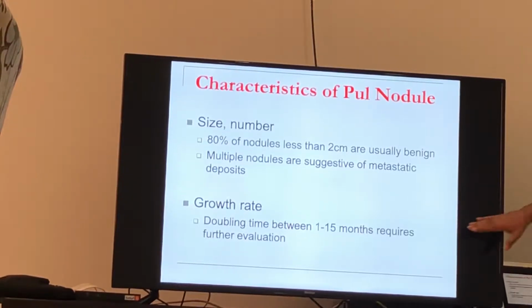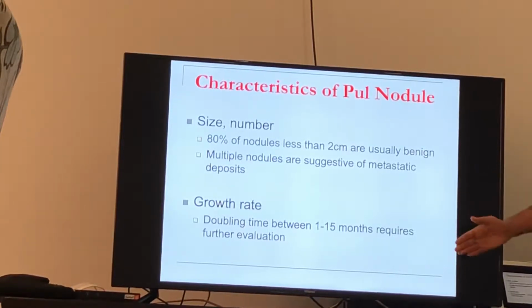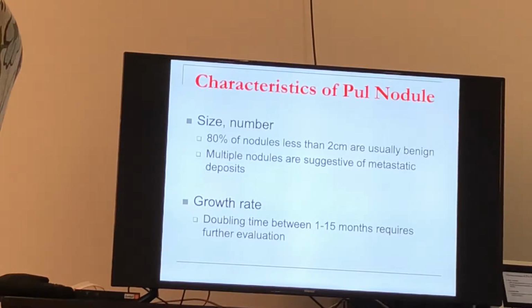But before we used to depend on something called the doubling time. We would follow the nodules by simple imaging and see the doubling time, meaning how long it takes this nodule to double in size. So if it's 1 centimeter now, how long will it take to reach 2 centimeters? If this doubling happens within 1 to 15 months, then we used to say it's an active problem. We have to pursue by biopsy and so on and so forth.